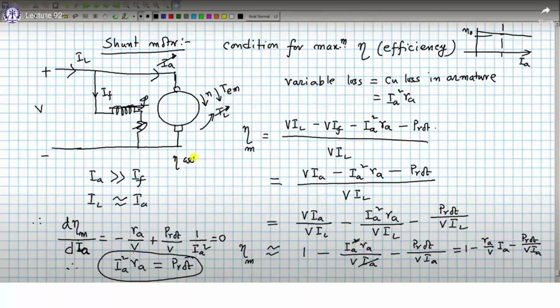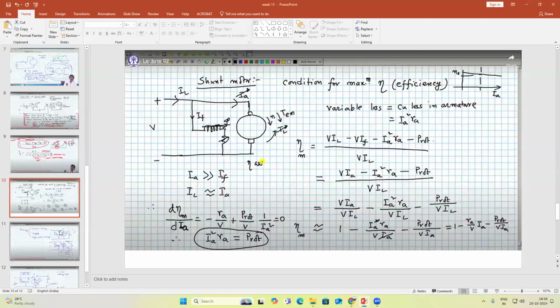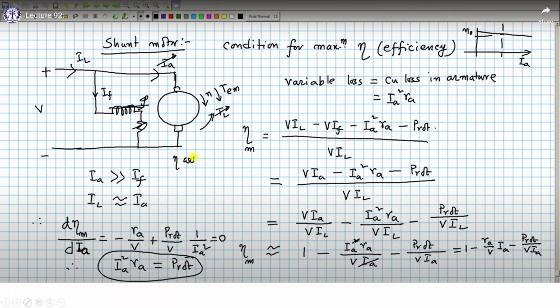Now another thing: what is the condition of maximum efficiency? If you remember, I have discussed that the condition for maximum efficiency is that the variable loss is equal to the constant losses. So let us derive that. How to derive that? Let us see.